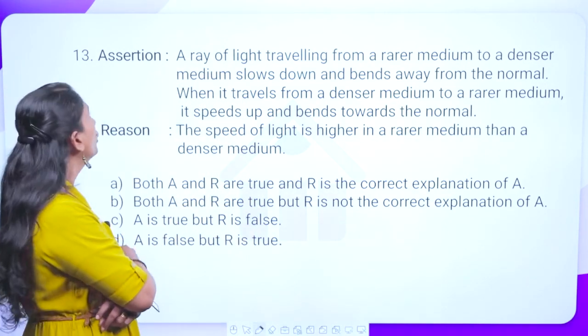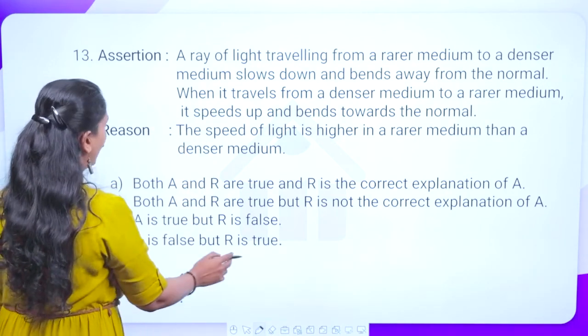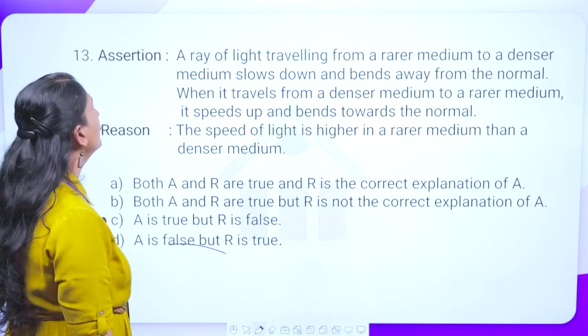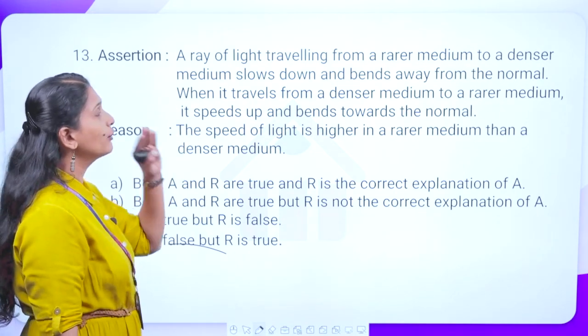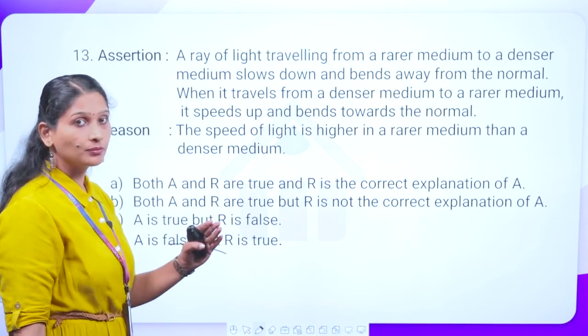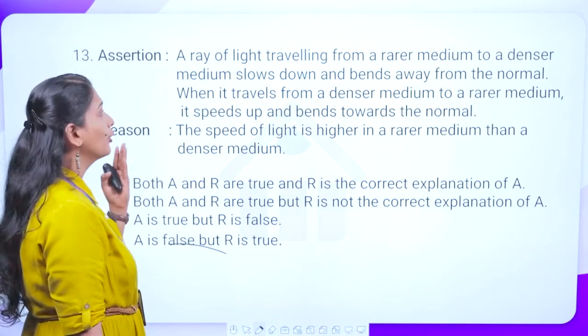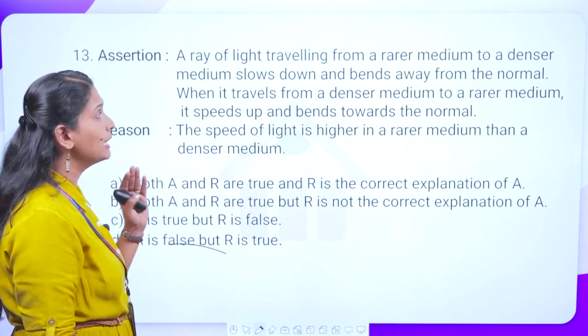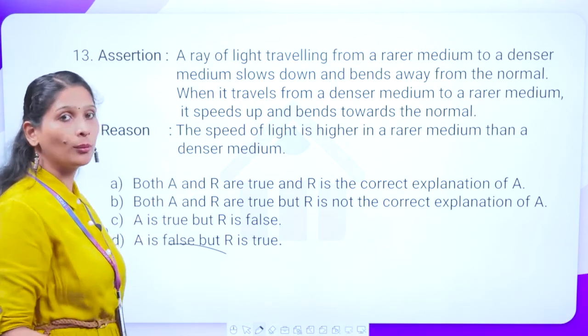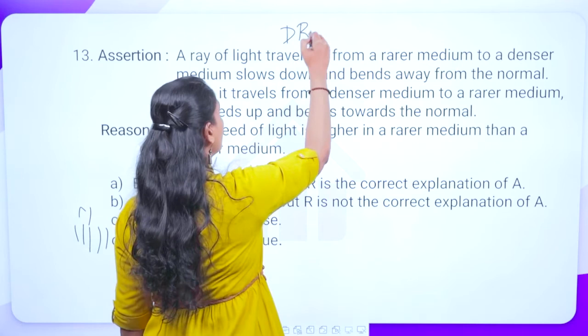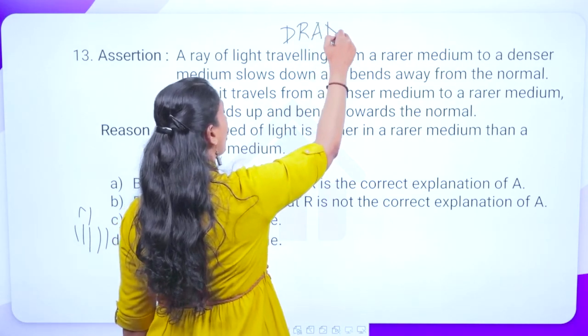Right? So, it says what? A is false and R is true. We know R is true. But a ray of light traveling from rarer to denser medium, what happens to that? When it is from rarer to denser medium, then it will bend towards the normal. And if it is from denser to rarer medium, then it is away from normal.